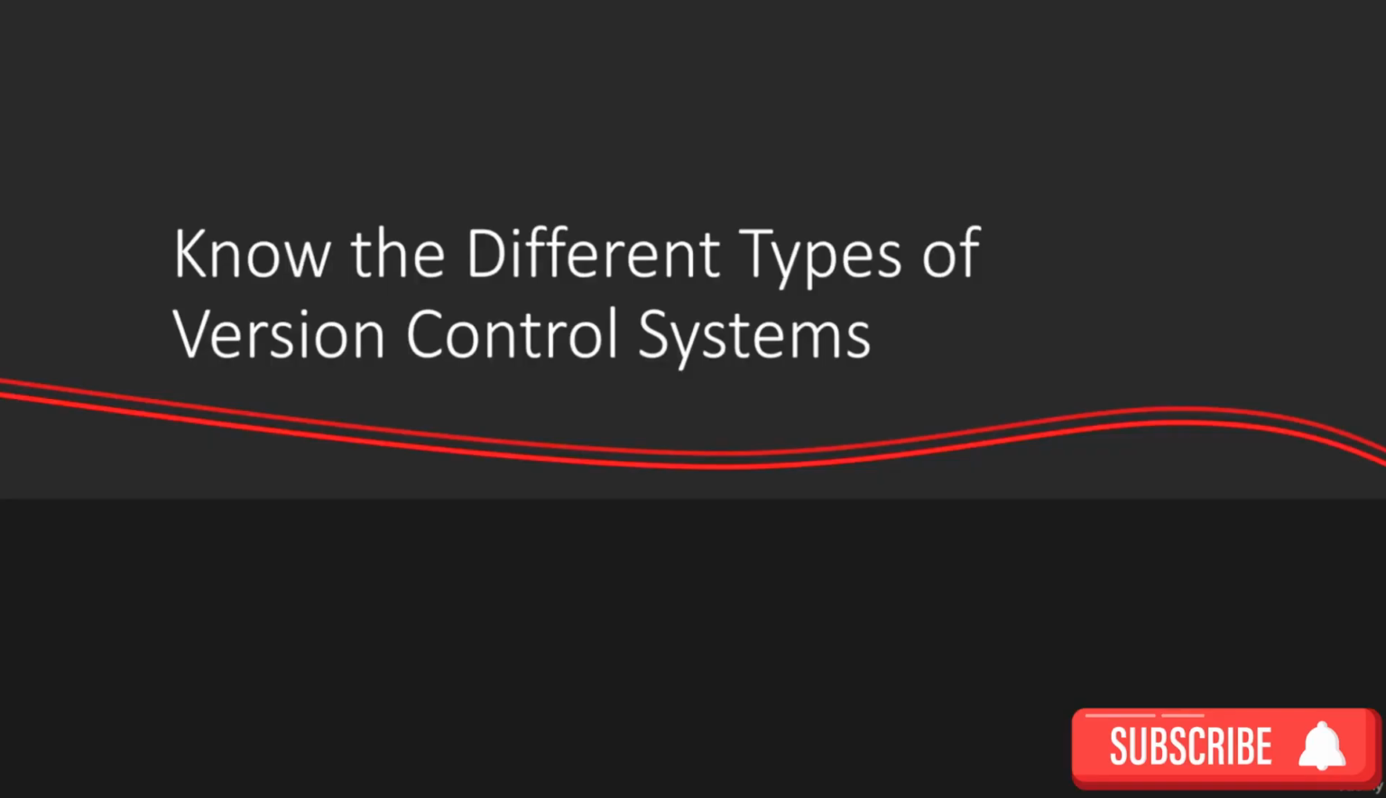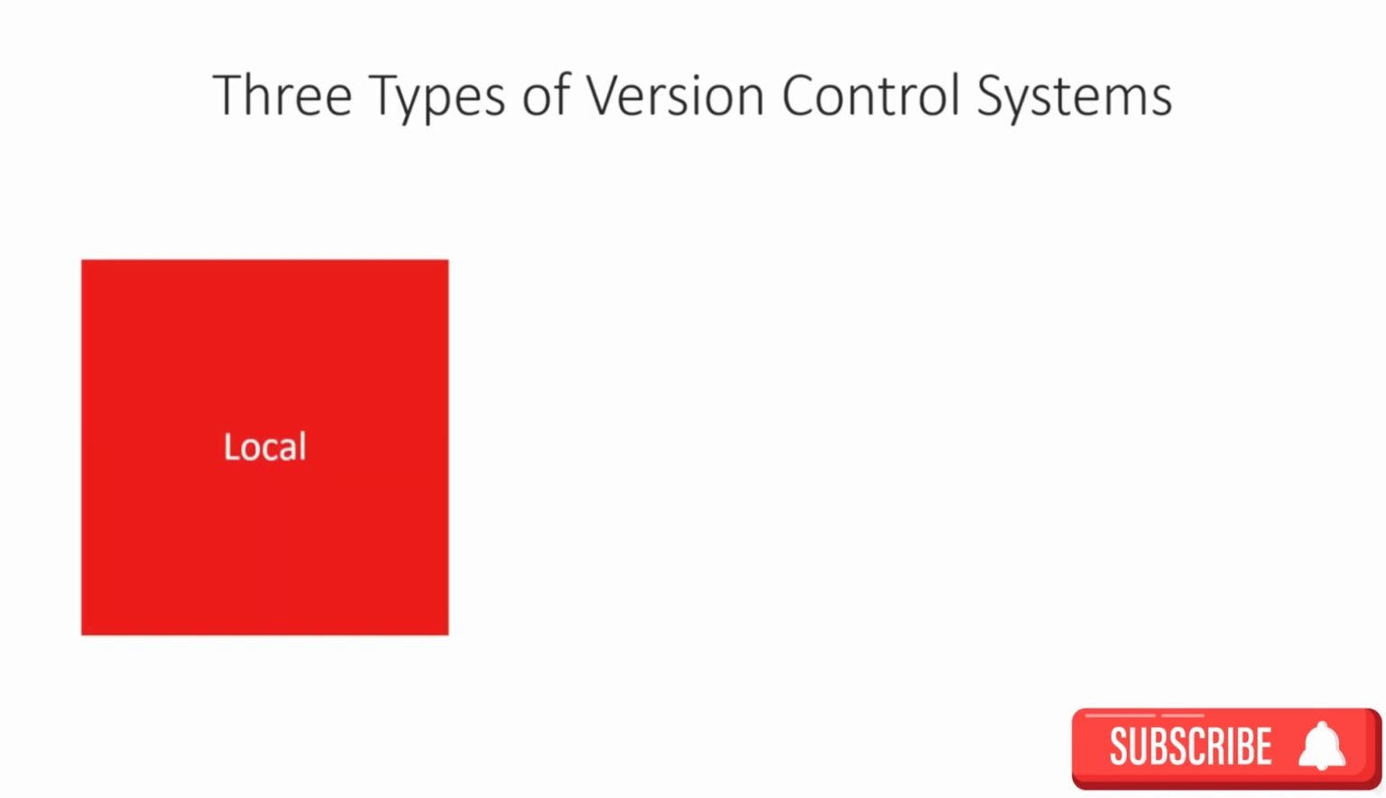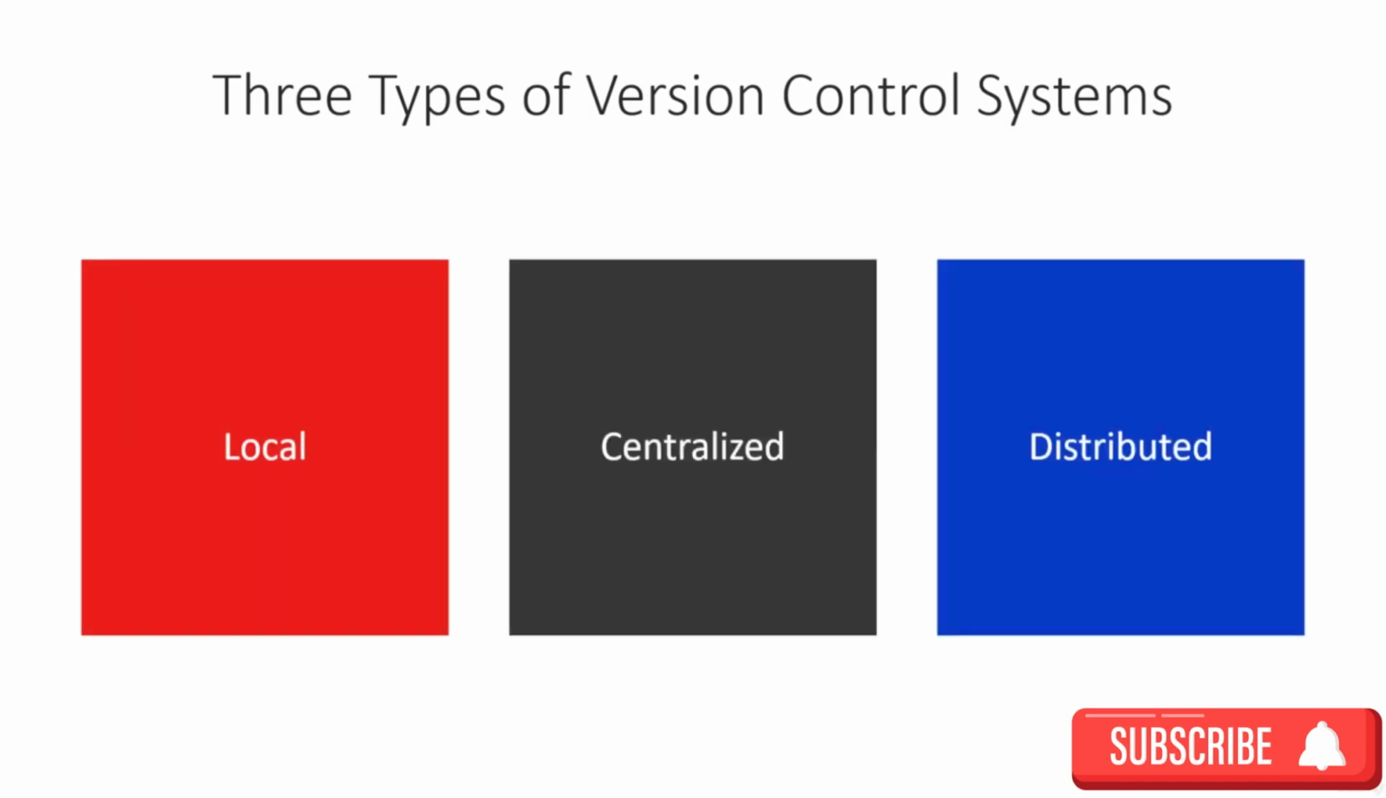Let's ensure in this clip that you know the different types of version control systems. This knowledge is important for you to understand how Git works. There are actually 3 types of version control systems: local, centralized, and distributed. Git is a distributed version control system.